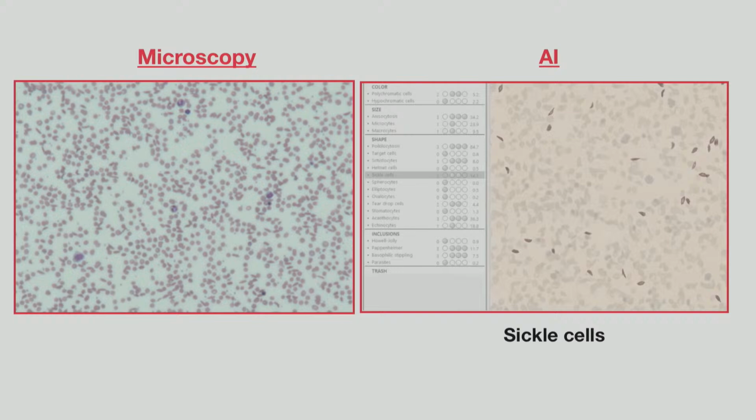Then coming to the sickle cells. See how beautifully it is highlighting the sickle cells. For the human eye, it is very difficult to look among all those RBCs to pick 1 or 2% of sickle cells. It not only highlights the sickle cells, but also gives the percentages to categorize the severity, whether it is mild, moderate, or severe.